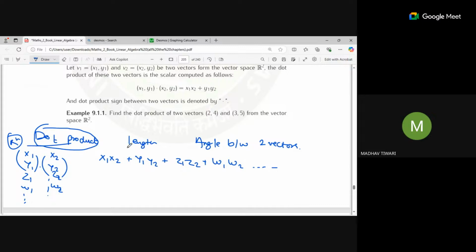Suppose you are given 1 comma 2 and you have to do the dot product with 3 comma 4. It will be 1 times 3, that is 3, plus 2 times 4, that is 8. Add these two values, so you will get 11. It is your dot product.